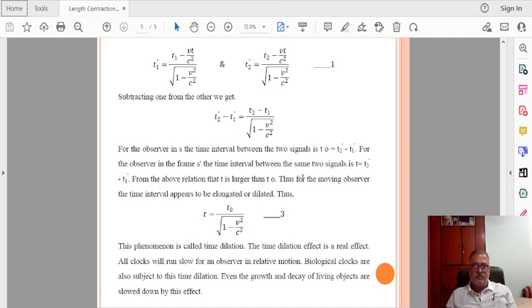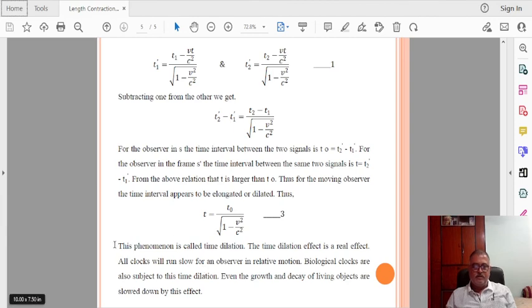This phenomenon is called time dilation. The time dilation effect is a real effect. All clocks will run slowly for an observer in relative motion. Biological clocks are also subject to this time dilation. Even the growth and decay of living objects are slowed down by this effect.